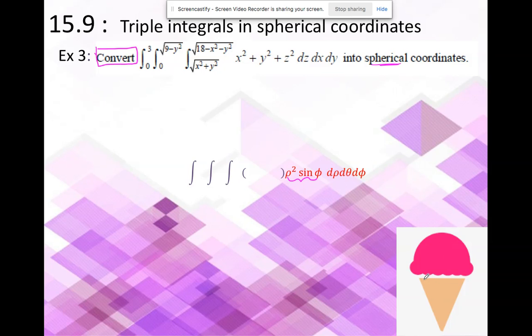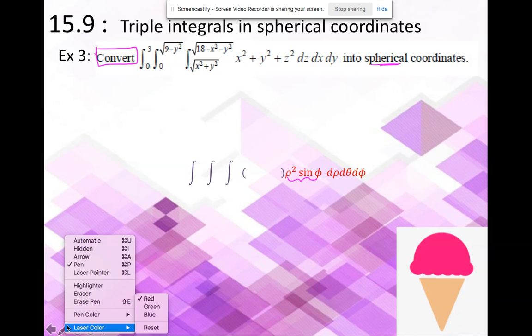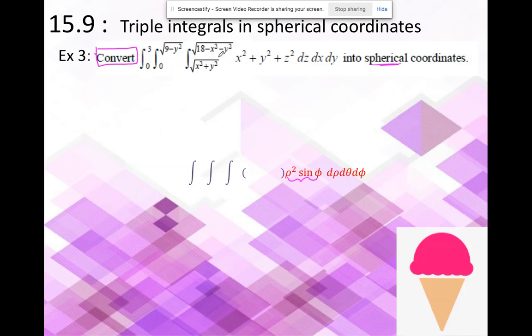And this is an ice cream cone. How do I know it's an ice cream cone? Well, I looked at my bounds. Remember, this is dz first. So z is equal to a cone. Z is equal to a sphere.